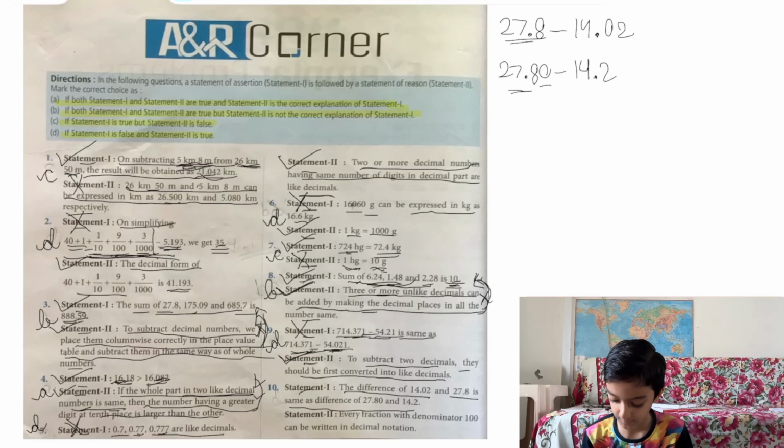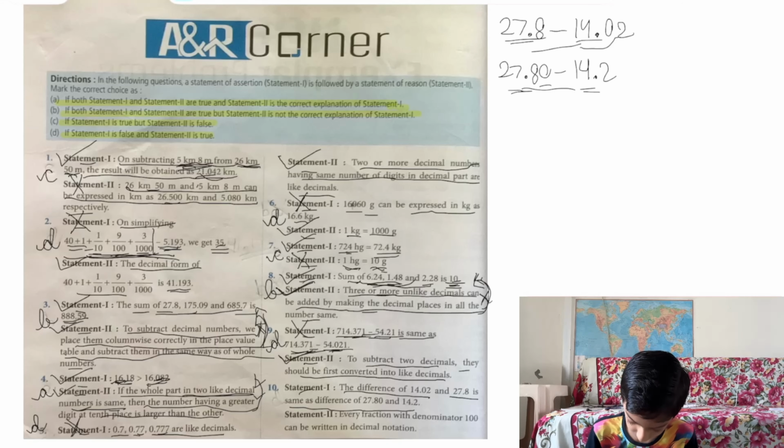Now let's check the other number. Here it is 14.02 and here it is 14.2. Here they removed the 0 which is in between of the decimal, and when we add or remove the 0 in between of the decimal, the number is not the same. So these two numbers are not same. That means the difference of these two numbers and these two numbers is also not same. And here they are saying that the differences will come same. So here statement 1 is false.